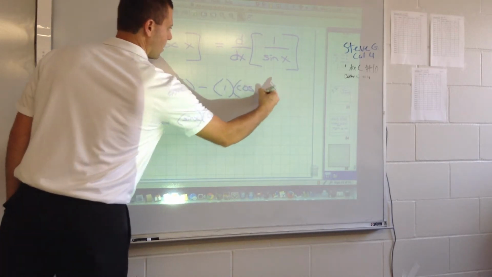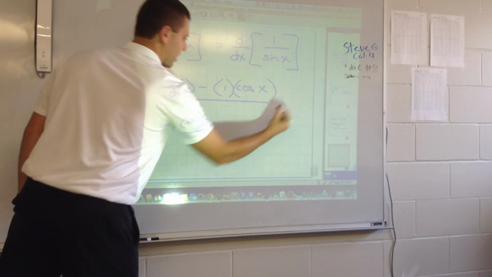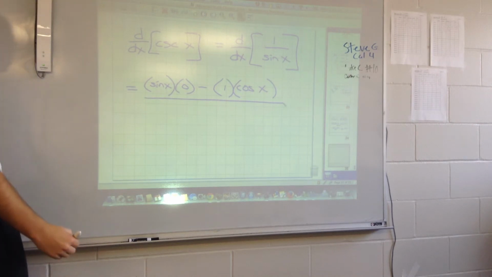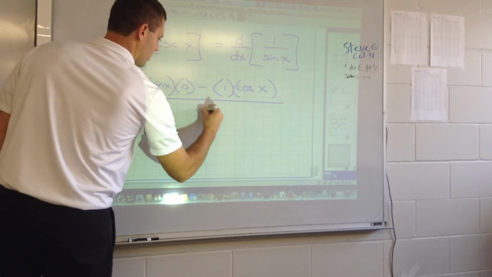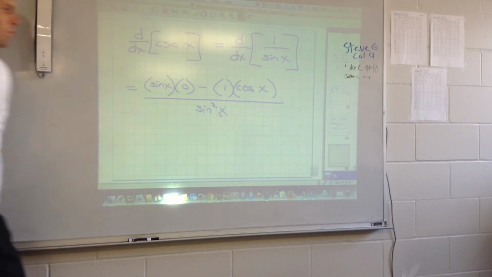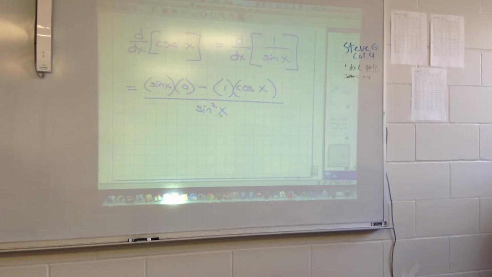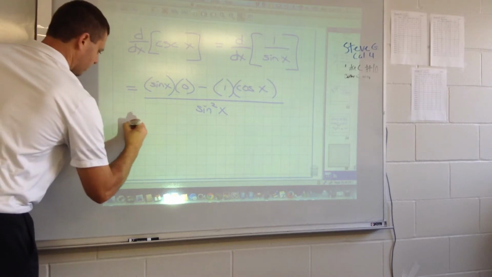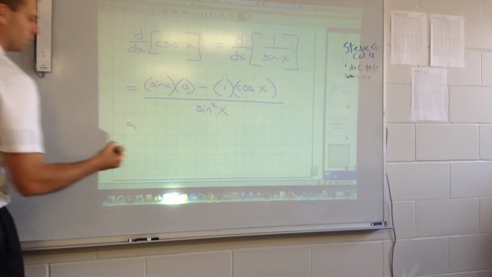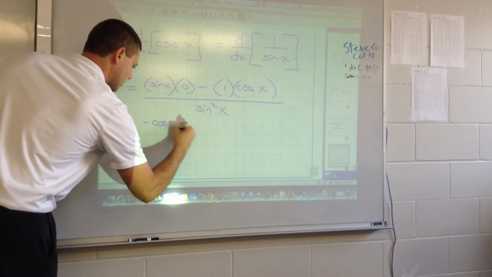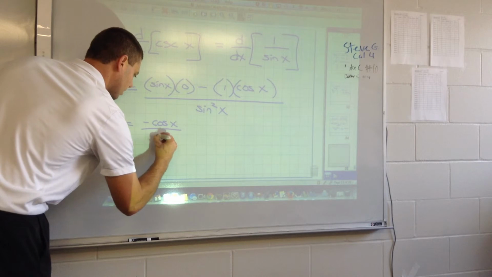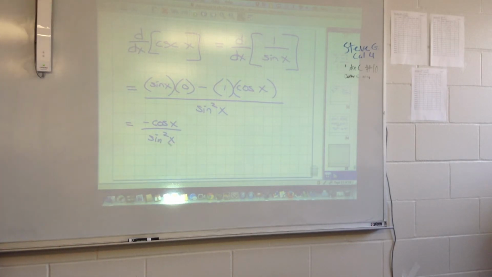So it would be negative cosine x on the top? Yep. Oh, right, because then it's all over the square of what's below. Okay. So, as Luke said, the numerator is negative cosine x over sine squared x. Sine x times 0 is just 1.